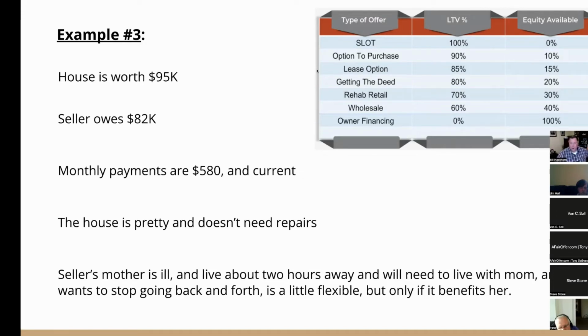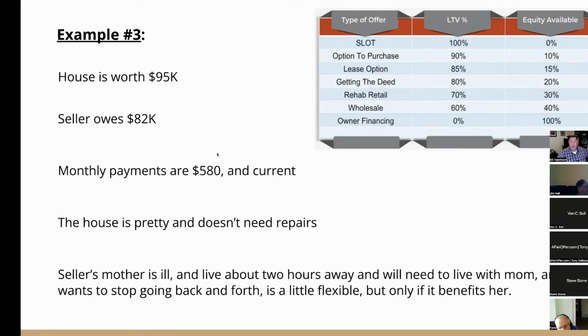Okay? So, well, let's talk. What would you guys do here? What are the options that you have? What are the choices that you have for doing this deal? Option of purchase or a slot. It's option. Lot. Option of purchase. That's right. Good, guys. Well done.